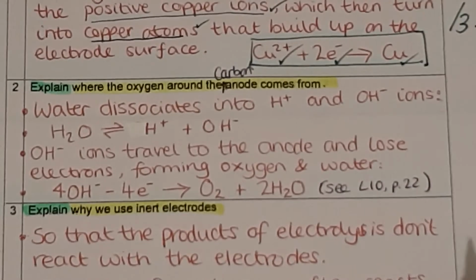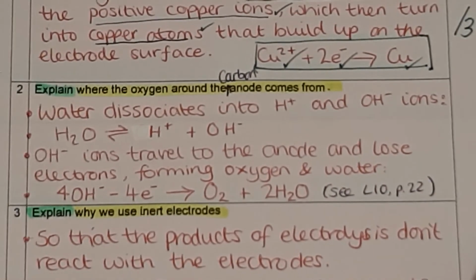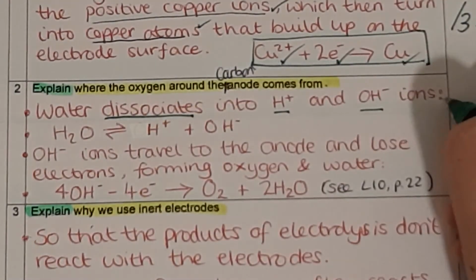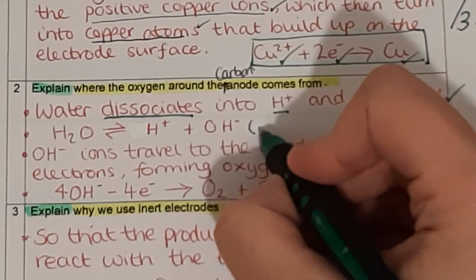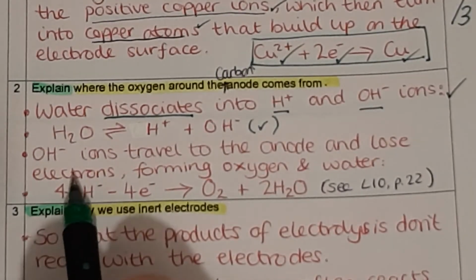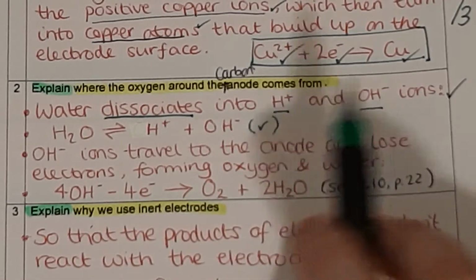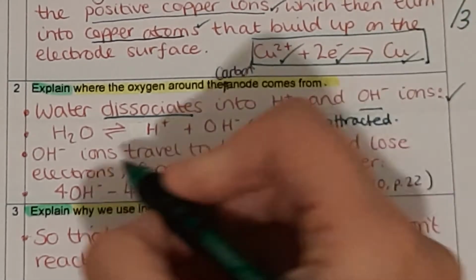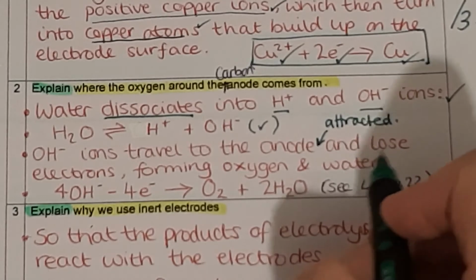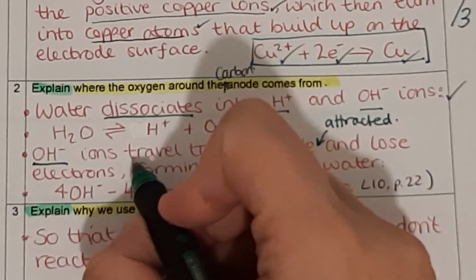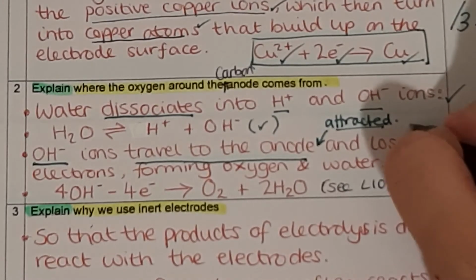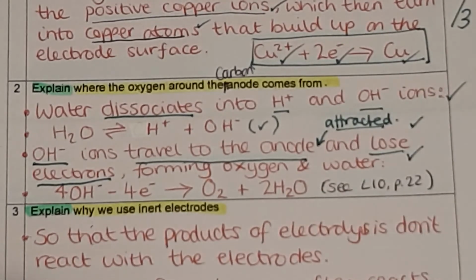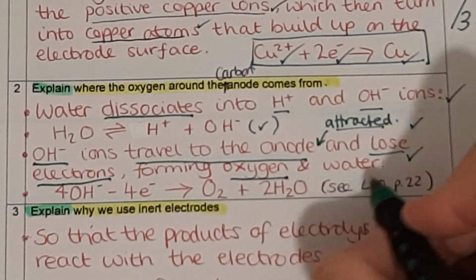Question 2. Explain where the oxygen around the anode comes from. Well, water dissociates into H plus and OH minus ions. You have a mark if you've said that, or if you've shown it here like this. Now, OH minus ions travel to the anode because they're attracted. In fact, I should probably add that they are attracted because they're oppositely charged. Not just because they can move, but because they're attracted by the charge. So they are going to travel to the anode because they're attracted, that's a mark. And then they're going to lose electrons, which is another mark, and form oxygen for a 4th mark.